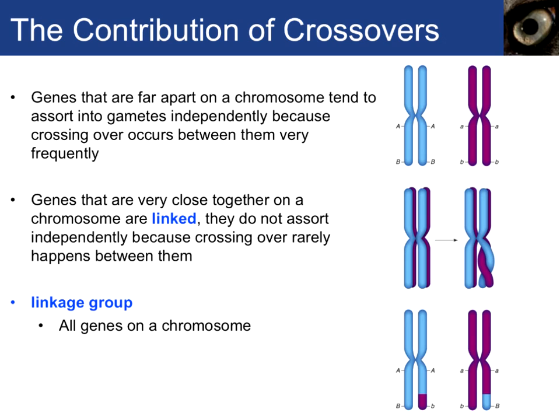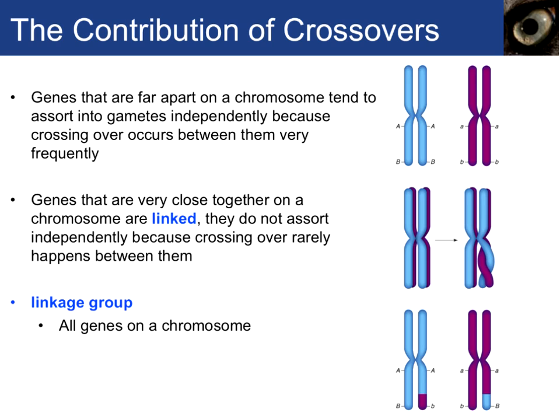So not all of the traits that Mendel studied are coded by genes on different chromosomes, even though his results show that all the genes he studied were sorted independently of each other in the gamete. So genes that are far apart on a chromosome tend to assort into gametes independently, even though they're on the same chromosome, because crossing over occurs between them very frequently. On the other hand, genes that are very close together on a chromosome are termed linked. So genes that are really close to each other don't assort independently because the crossing over event doesn't really happen all that often between the 2 genes.